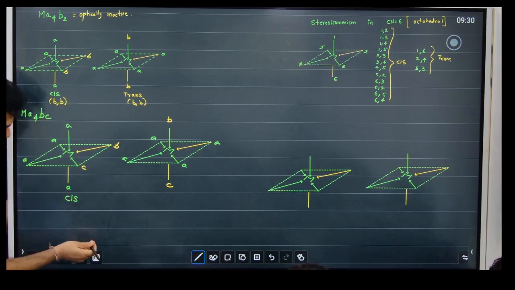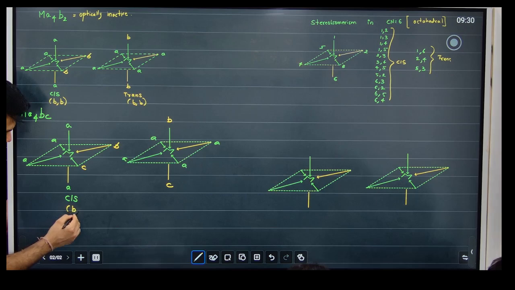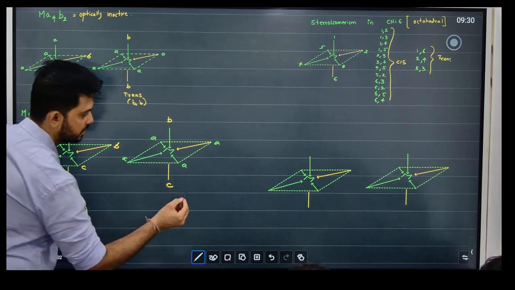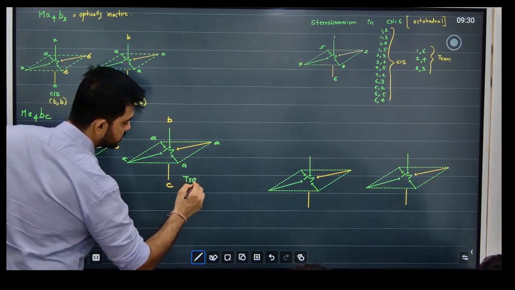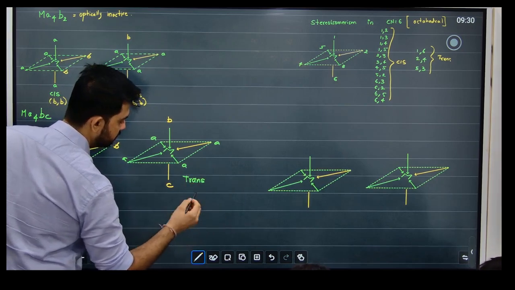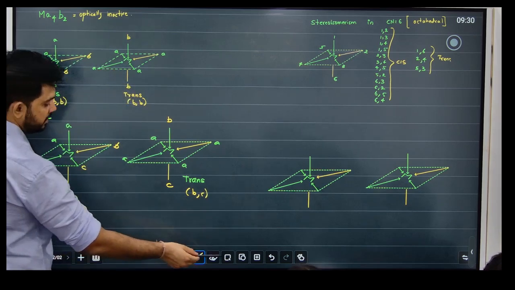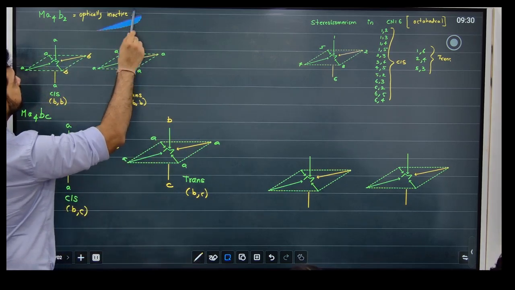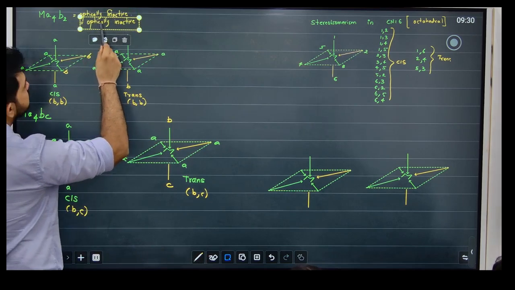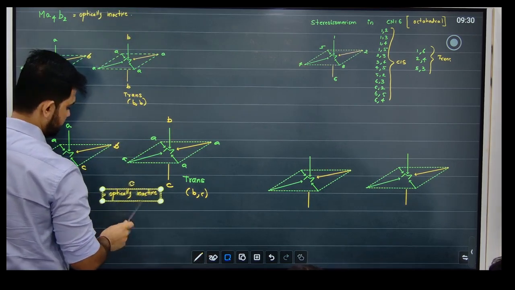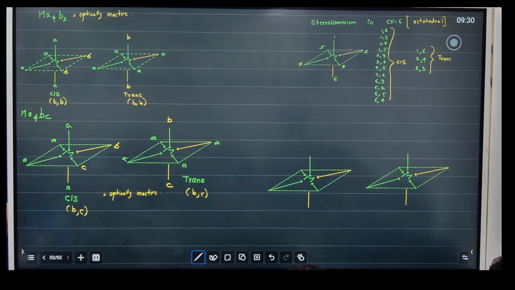So this is cis with reference to BC, and this is trans with reference to BC. Again, optically inactive. Why optically inactive? Because of the presence of a plane of symmetry. Any questions here, anyone?